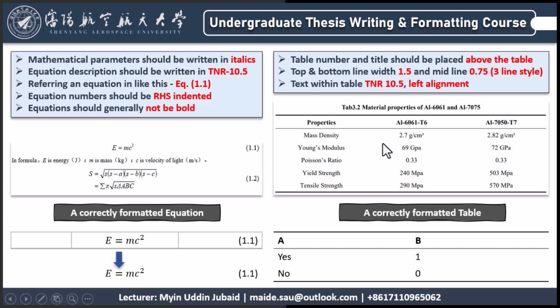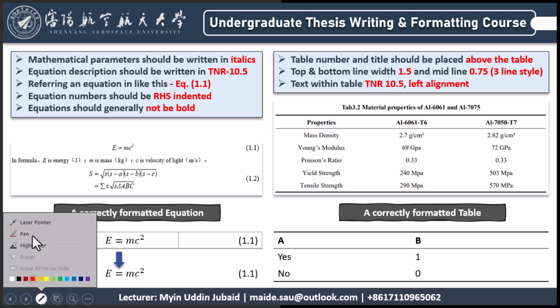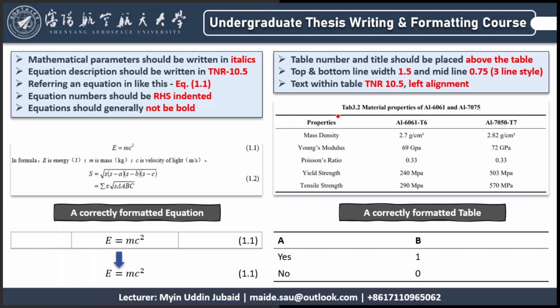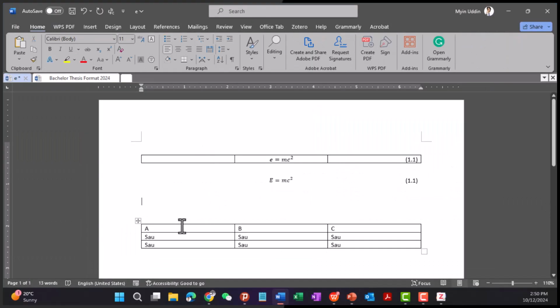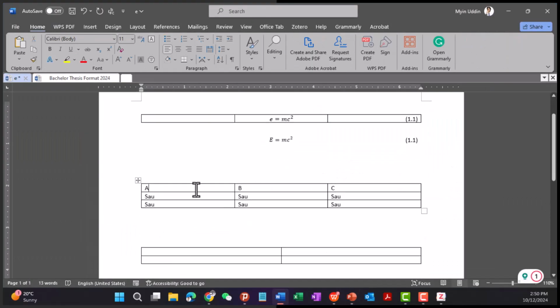So let's see how we can make a three-line table like this. If you notice carefully, the white in this one and the white in this one are not the same. The first line and the third line have a certain thickness, and the middle one has a different thickness. So let's make them.